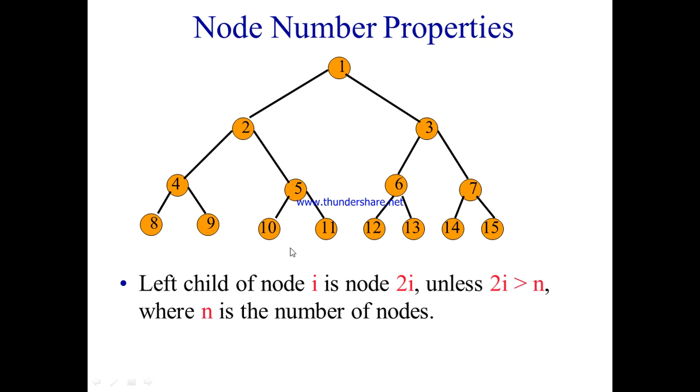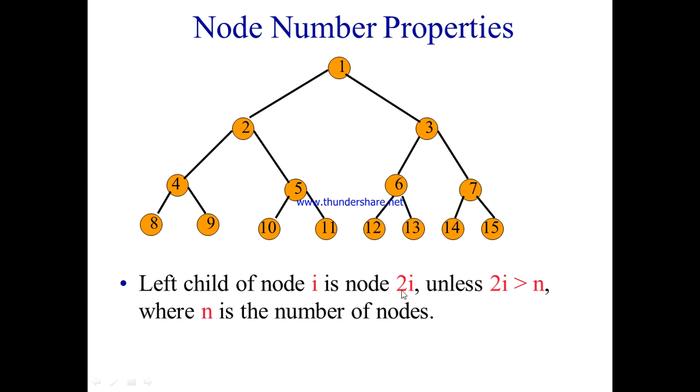Here n is the number of nodes. If the number of nodes is exceeded, I cannot identify a child. If there are 11 nodes, up to 11 itself, I should not proceed with 12 onwards; it has to stop there. That is the meaning of this statement. With n nodes, I can identify the left child.